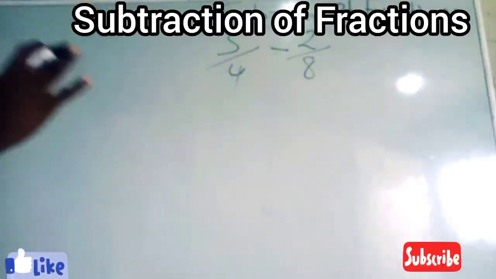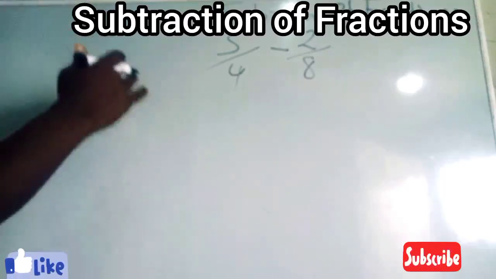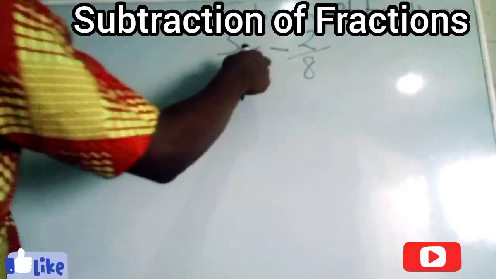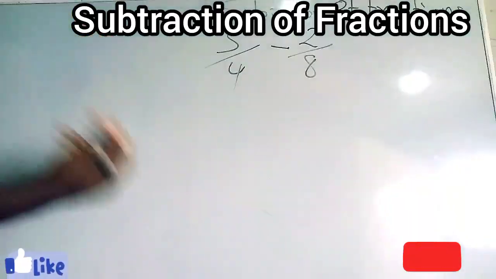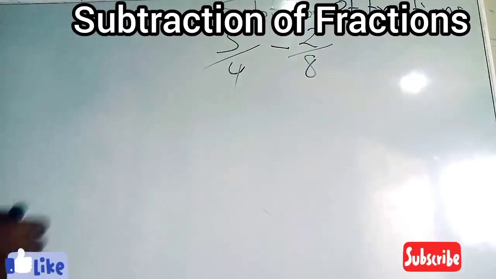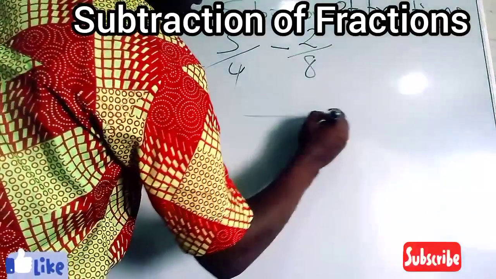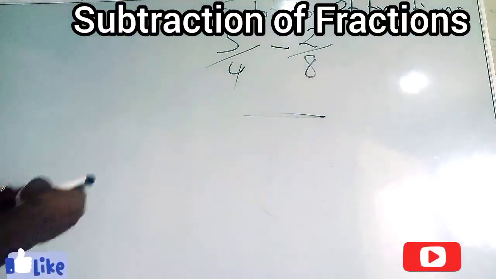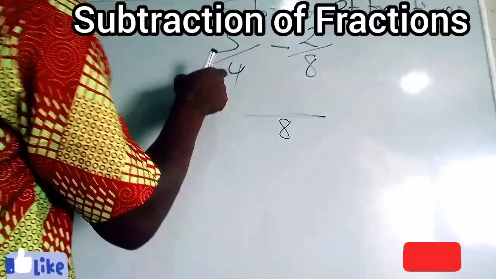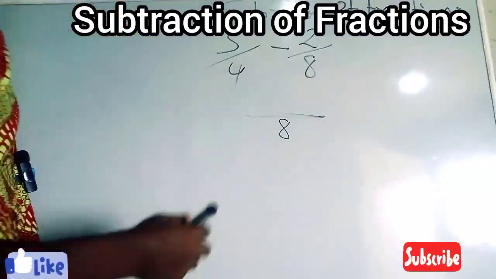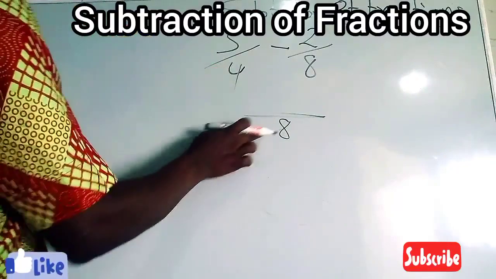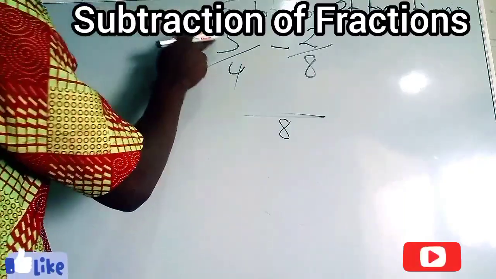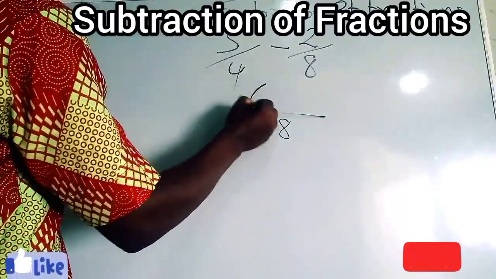Just like the way we did for addition, we are going to apply the same rule, only that when you get to the place where we add the numerators, we will subtract them in this case. So first things first, we are going to look for the LCM, and the LCM for these two fractions is 8 because 4 can go into 8. Okay, now how many times can 4 go into this 8? 4 goes into this 8 two times, so use that 2 to multiply the numerator and to give you 6.